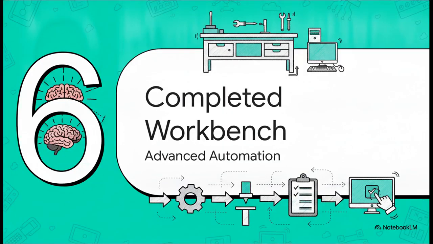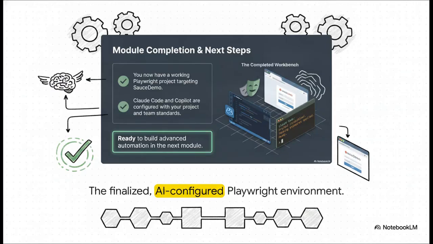Finally, Section 6, the completed workbench, ready for advanced automation. Your completed workbench now features a working Playwright target hitting the SauceDemo application. But more importantly, Claude Code and GitHub Copilot are fully configured, seamlessly integrated, and hardwired with your specific project and team standards via those Markdown files we just talked about. You are no longer just writing scripts, my friends. You are operating a modernized QA command center.